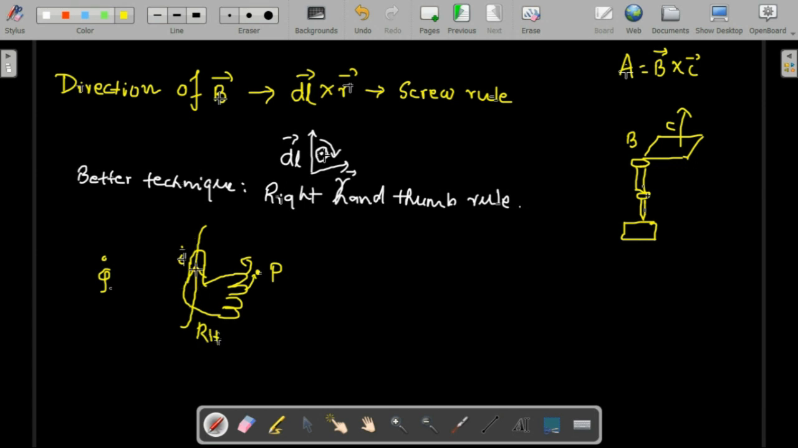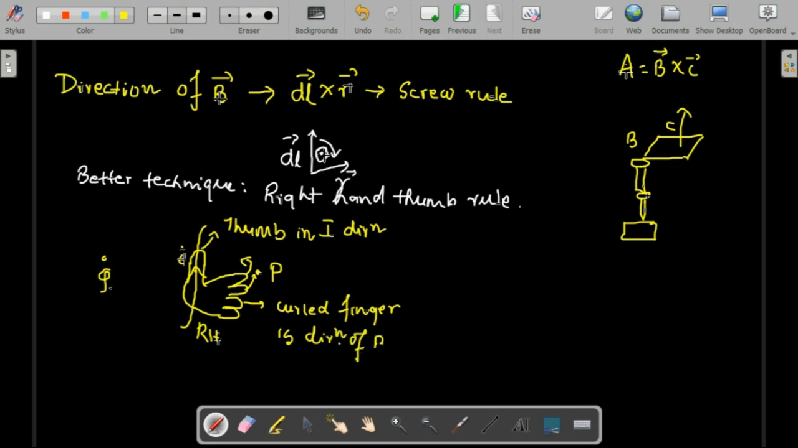So this is my thumb. The thumb is pointing in the direction of the current. This is the rule here: thumb in the current direction, and then the fingers are going to get curled. The curled fingers give the direction of B, and you can practice it on any kind of system. So you see this is going inwards, so at this particular point P, the field is inwards.